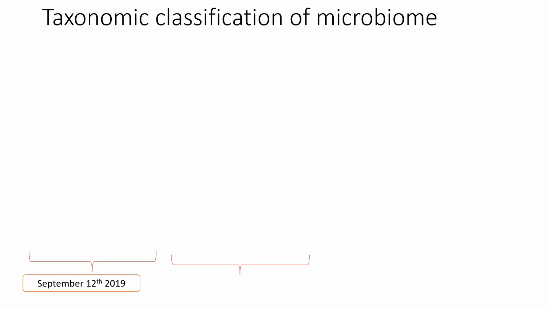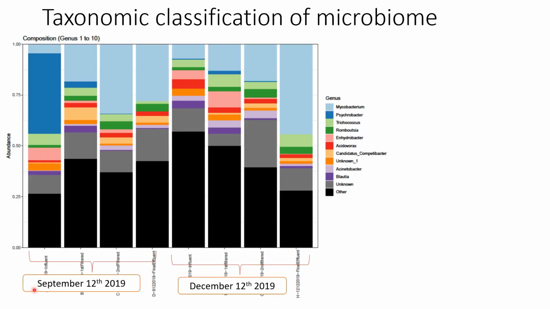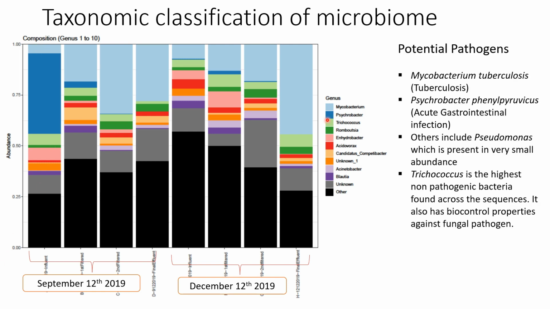Coming to the taxonomic classification of the microbiome, here the x-axis denotes the samples, similar to the heat map, the first four being September, the latter four being December. And the y-axis denotes the relative abundance of each genus with respect to the other genera. So in this case, the bigger box of Psychrobacter is more abundant than the smaller boxes of Mycobacterium and Trichococcus. Overall, Mycobacterium is present throughout all the samples and it's significantly abundant.